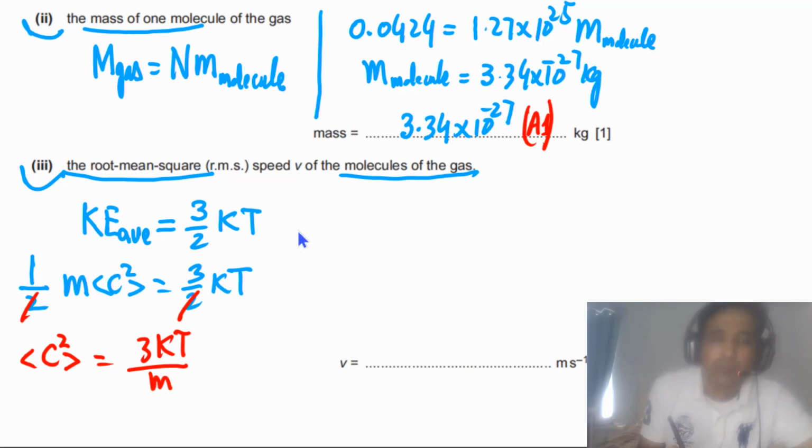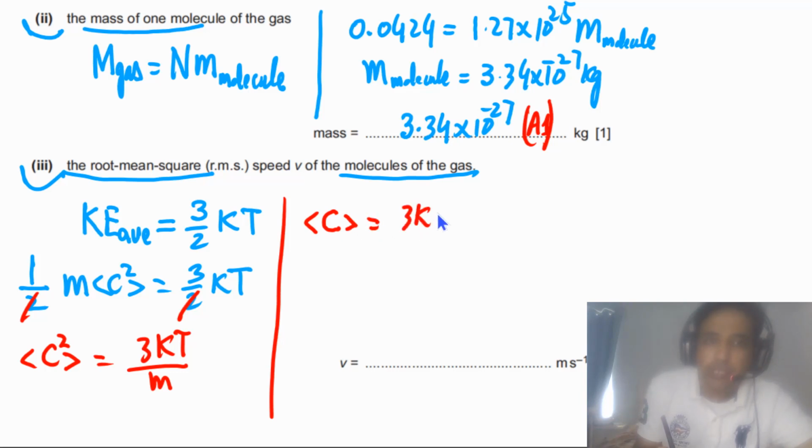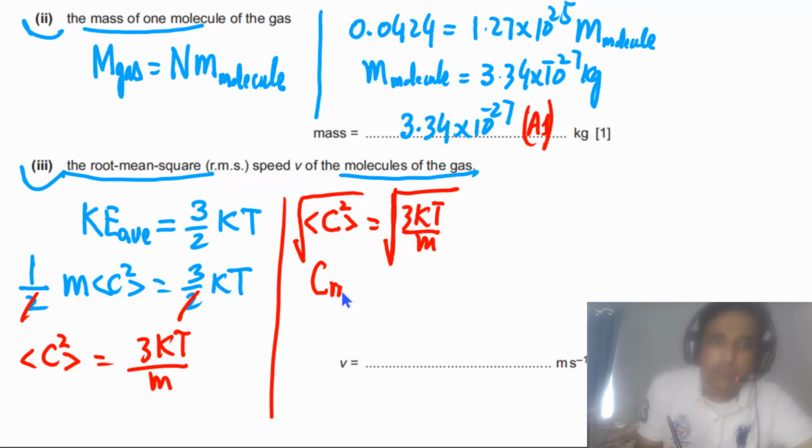This is the mean square speed, but for this question we need to calculate root mean square speed, so we have to take the root of this. We will be taking root on both sides. So we can say this one is C_RMS. Now simply we need to plug in values.